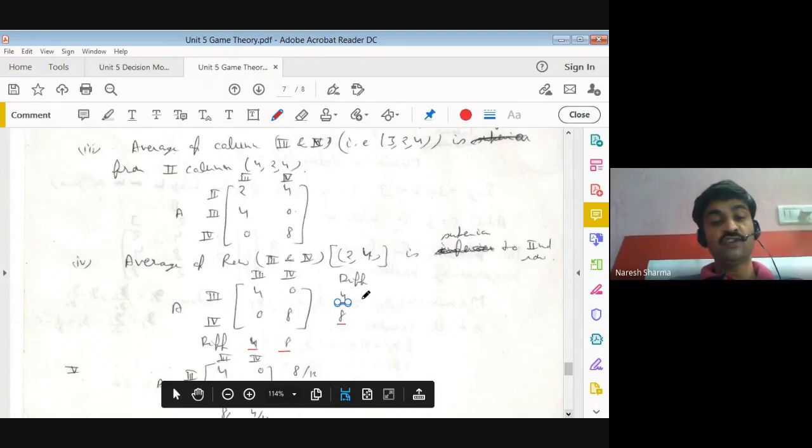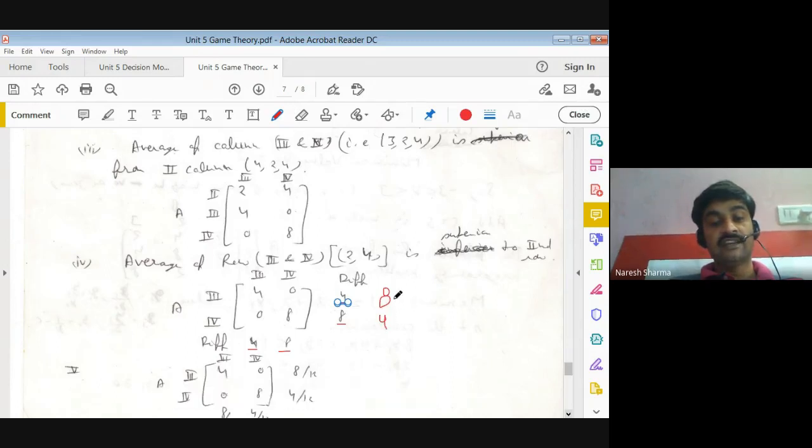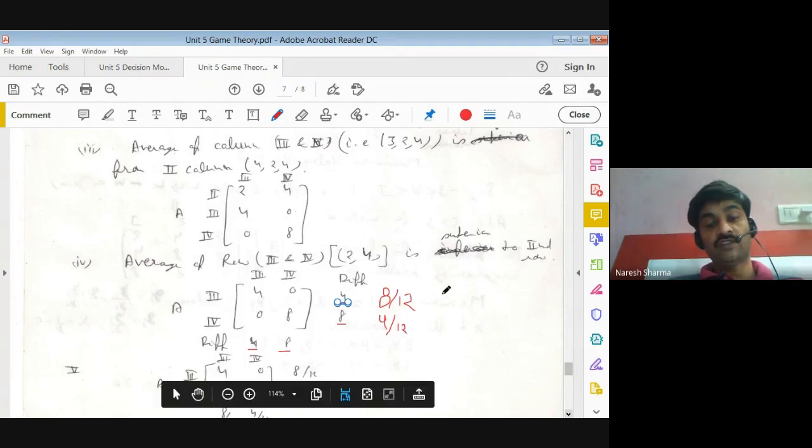Now change the position of these two. We may write 8 here in the next step and 4 here. And add these two, that is 12. So divide this by 12. This also by 12. So this gives you 2 by 3, and this is your 1 by 3.